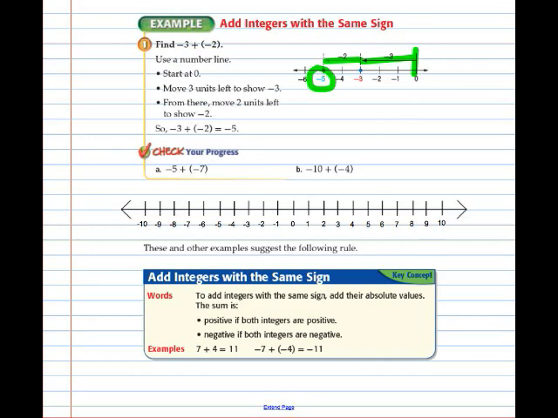-5 plus -7 on the number line. We would start at 0. We would go 5 to the left. Then we would go another 7 to the left, which would represent -5 plus -7, or a sum of -12.